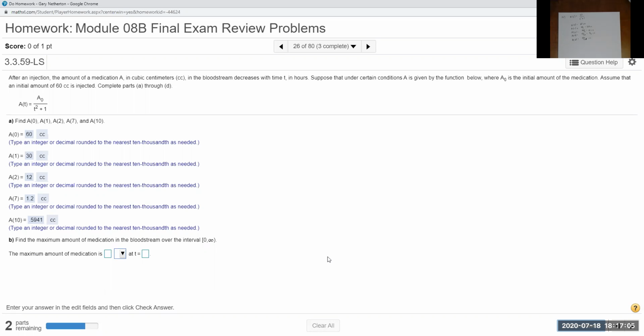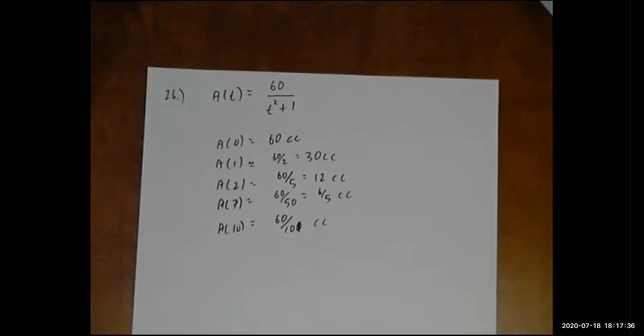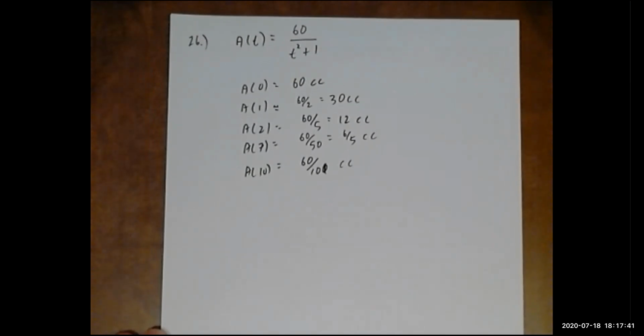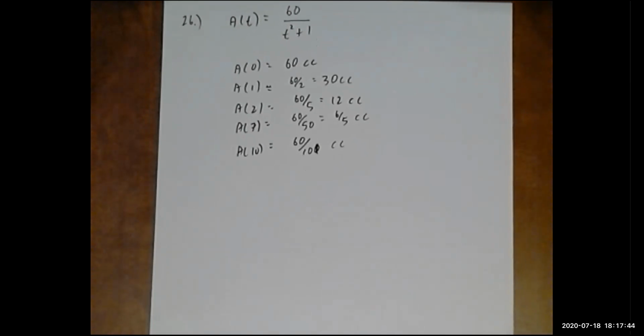Now, next part of the question. Find the maximum amount of medication in the bloodstream over the interval 0 to infinity. So at what time is the maximum amount of medicine in the bloodstream? We're wanting to find out when this function is maximized. How do we find maximums? Well, the way we find maximums is we can take the first derivative, set it equal to 0, find that critical point, and see if it's a maximum.